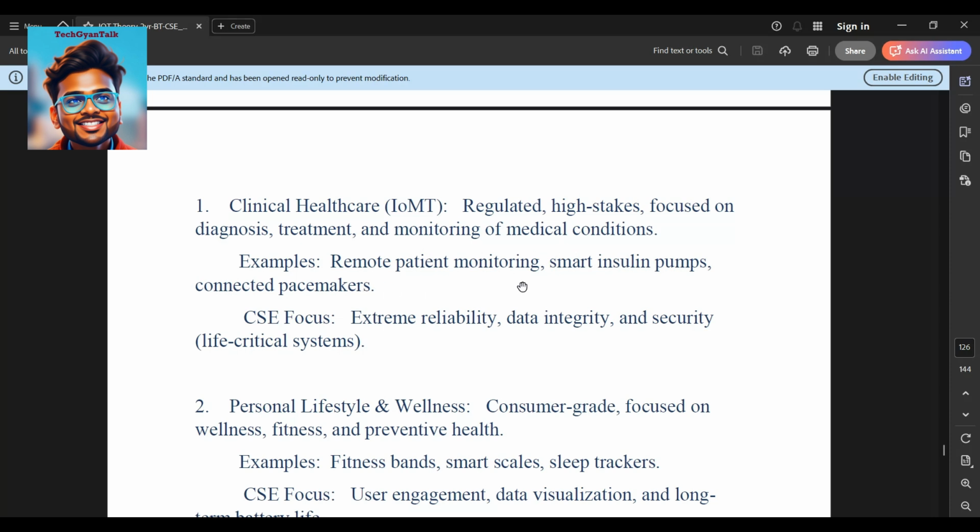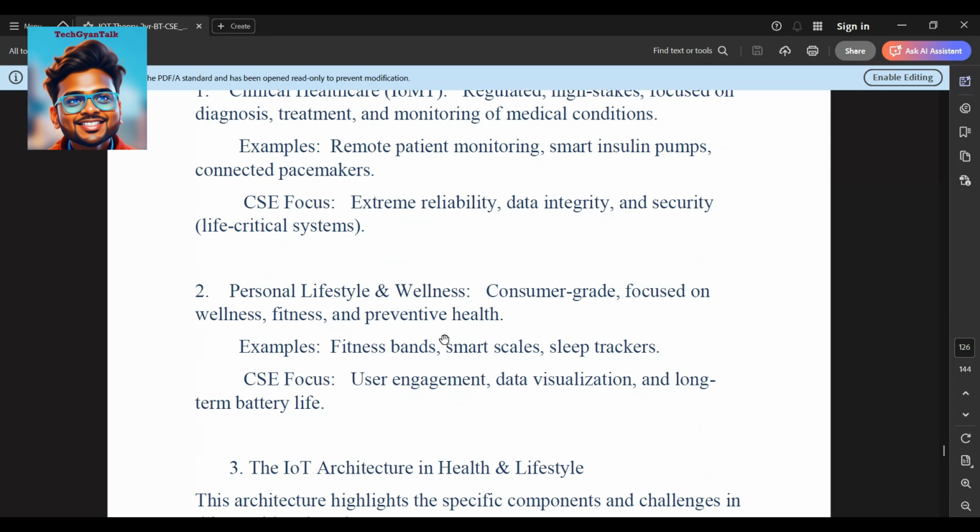Examples: remote patient monitoring, smart insulin pumps, connected pacemakers. The focus is extreme reliability, data integrity, and security for life-critical systems. The next one is personal lifestyle and wellness, consumer grade, focused on wellness, fitness, and preventive health. Examples: fitness bands, smart scales, sleep trackers. The focus is user engagement, data visualization, and long-term battery life.